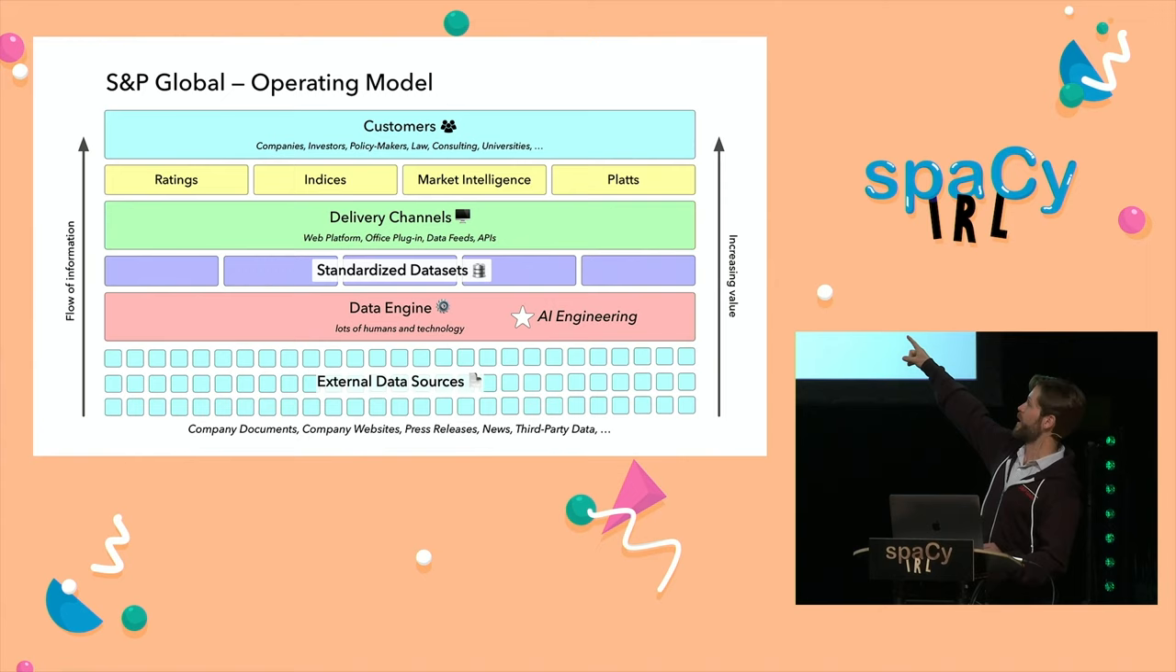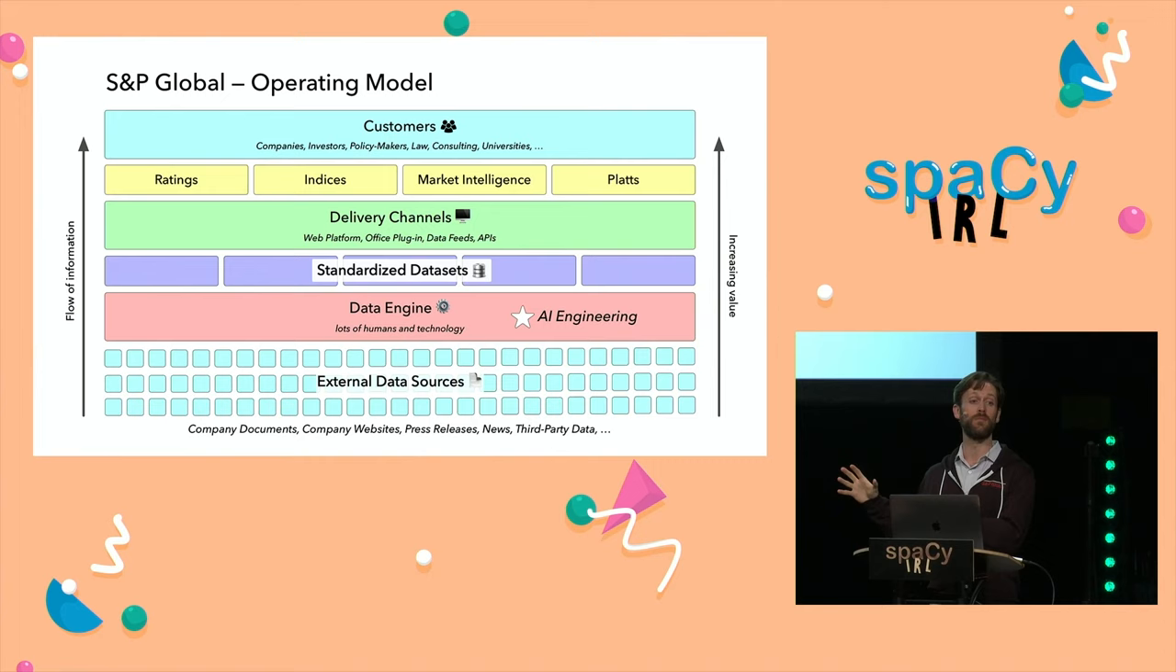And this is my group, the AI engineering group. We live in that data engine layer. So our job is to really take AI methodologies and emerging technologies and apply them to this core problem of getting the data from wherever it exists in the world and trying to aggregate, clean, standardize this data into the best data set for X, whatever the standardized data set in question is.